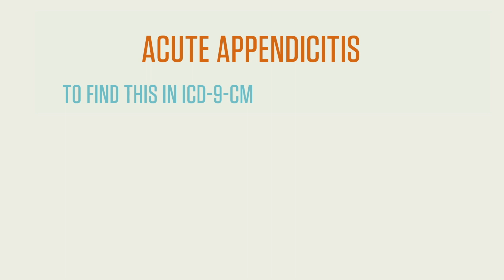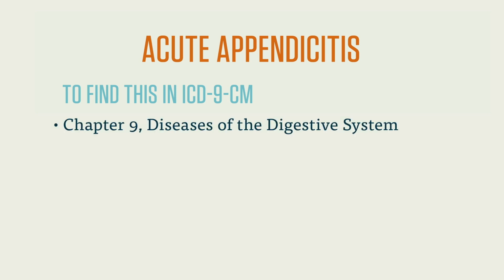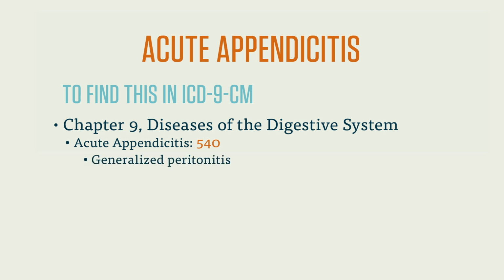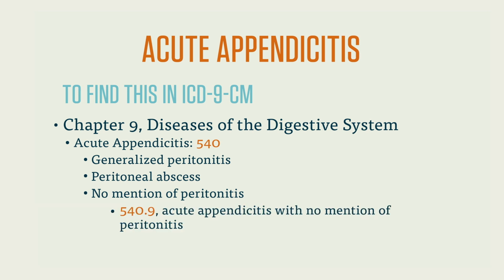Let's start with the diagnosis. As listed in the medical report, the diagnosis is acute appendicitis. To find this in the ICD-9-CM, we'd look at Chapter 9, Diseases of the Digestive System. In that chapter, we'd find the code for acute appendicitis, 540. Under that code, we'd find 3 subcategories: for acute appendicitis with generalized peritonitis, peritoneal abscess, and with no mention of peritonitis. As we saw in the medical report, there was no sign of any peritoneal complications, so we'd select 540.9, acute appendicitis with no mention of peritonitis. That's our diagnosis code. Let's move on to procedure codes.